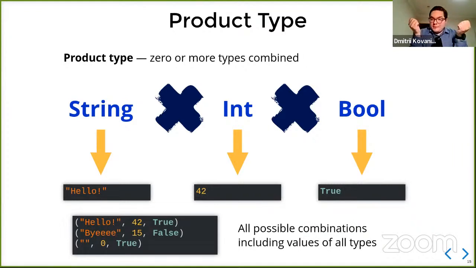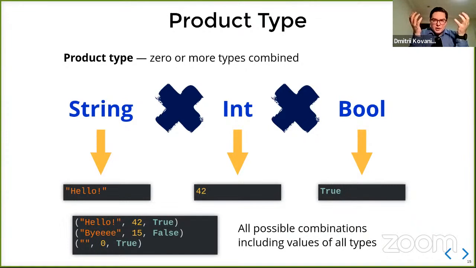So, we're already familiar with products. Actually, tuples are the simple form of product type. If we have a product of String, Int, and Bool, we have a triple, which contains a string, a number, and a Boolean. And the string can be any string, the number can be any number, and the Boolean also can be any of the Booleans, but we must have all of them. This is a product type.